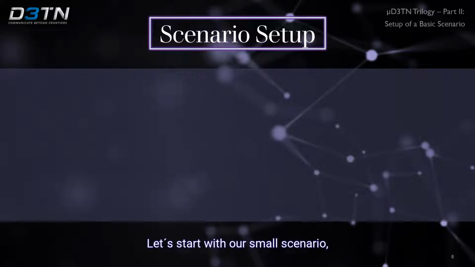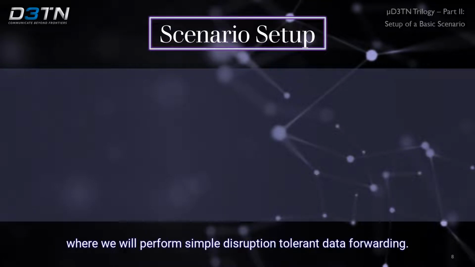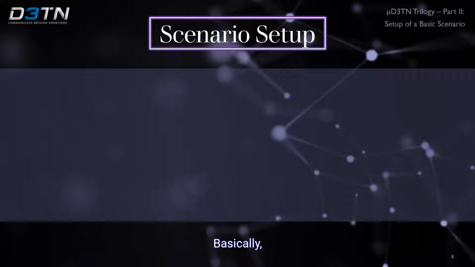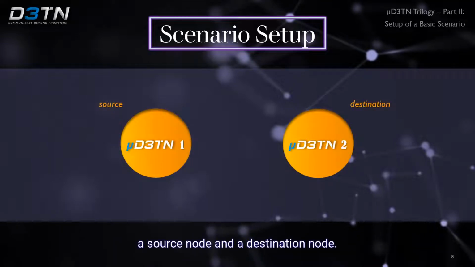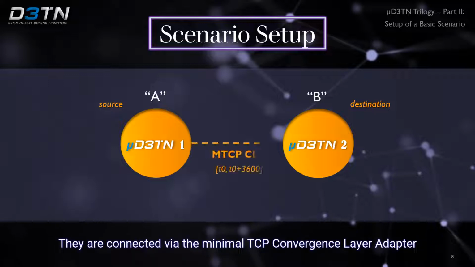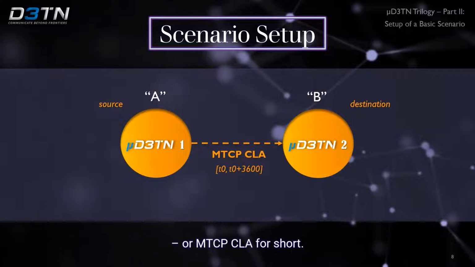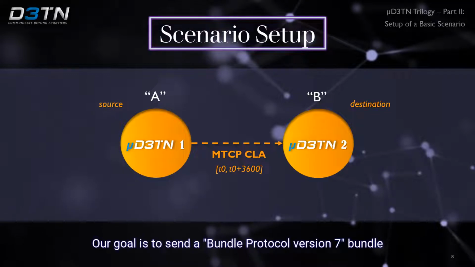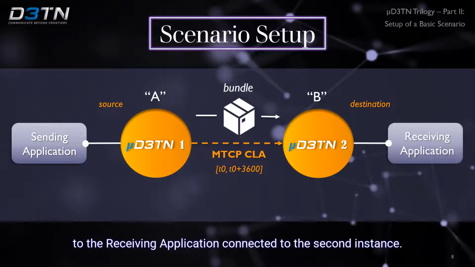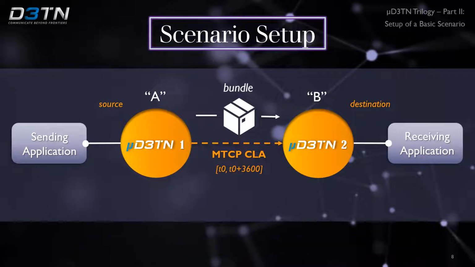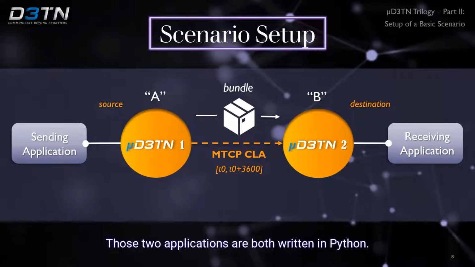Let's start with our small scenario where we will perform simple disruption-tolerant data forwarding. Basically, we have two µD3TN instances representing two nodes, a source node and a destination node. You can call them whatever you want. I'll go with instance A and instance B. They are connected via the minimal TCP convergence layer adapter, or MTCP-CLA for short. Our goal is to send a bundle protocol version 7 bundle from the sending application connected to the first instance to the receiving application connected to the second instance.